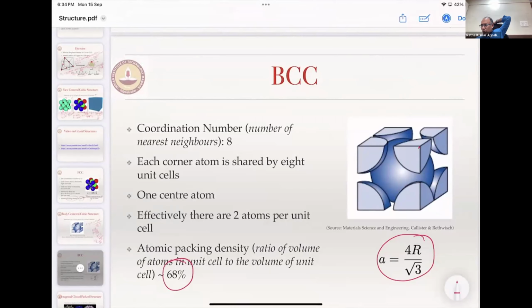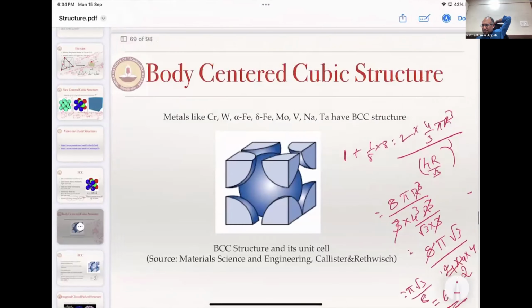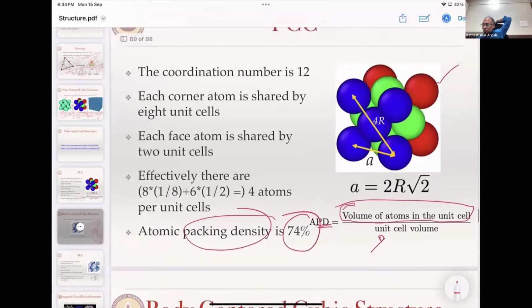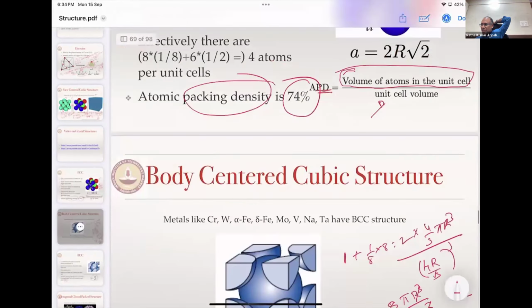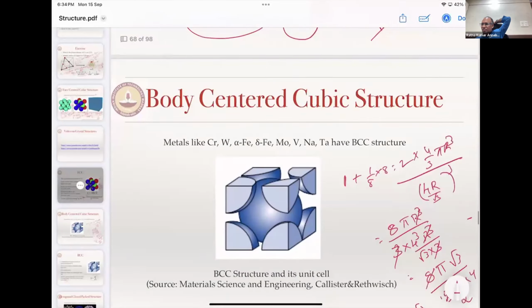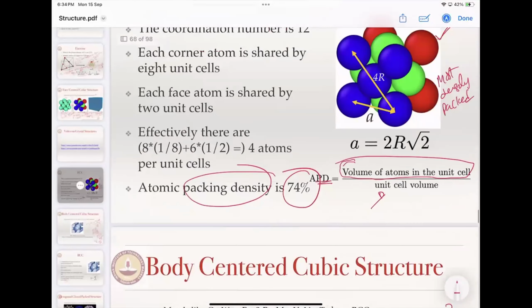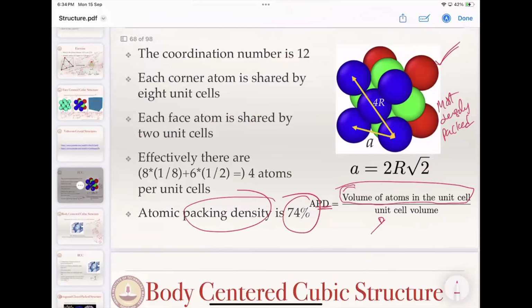So the point here is the volume. FCC, you will see that amongst all the crystal structures, FCC is the most densely packed system, and BCC is not that much. You can also compute for simple cubic. You will also realize that the packing density for HCP is also 74.